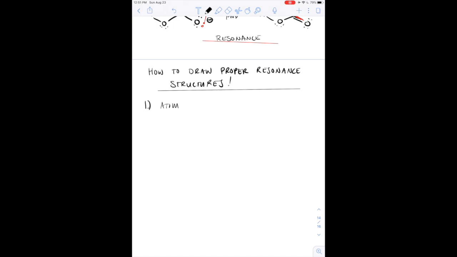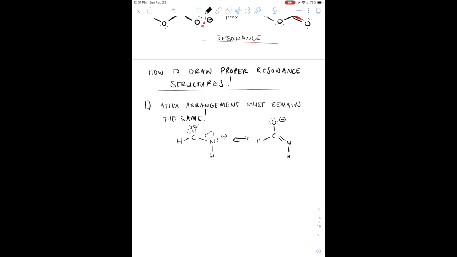So the first rule: obviously the atom arrangement needs to be the same, right? That's one of the rules we established before, where we can distinguish resonance from isomers. So the arrangement must remain the same. And here's an example for you. We've seen this before, so let's just zoom through this. Boom, boom, boom. Draw the lone pair creating that carbon-nitrogen double bond, and then break the carbon-oxygen pi bond. Kick that up to the oxygen. It's got a negative charge, charge remains, right?